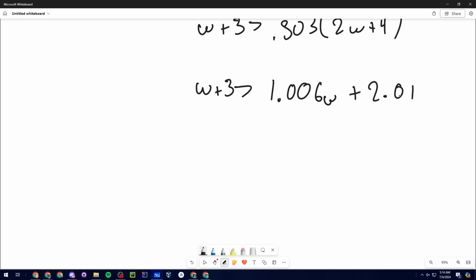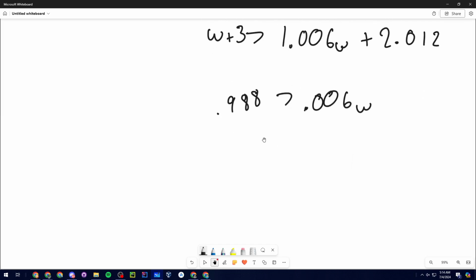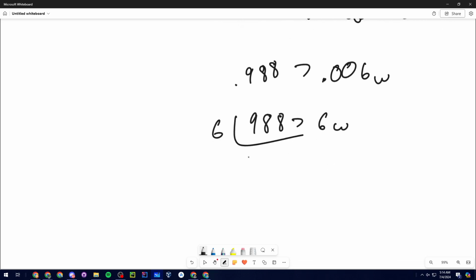Moving that W over, that'll just give me 0.006W is less than, moving this 2.012 over, 3 minus 2.012, what's 3,000 minus 2012? That is just going to be 0.988. And I could turn this into a fraction, or I can notice that both of them have 3 decimal places. I'm just going to multiply by 1,000, so 988 is greater than 6W. Now I just divide both sides by 6. That's just 1, 3, 6, 2, and 4. Remainder 3, or remainder 4, which is just like plus 4 over 6, is greater than W.